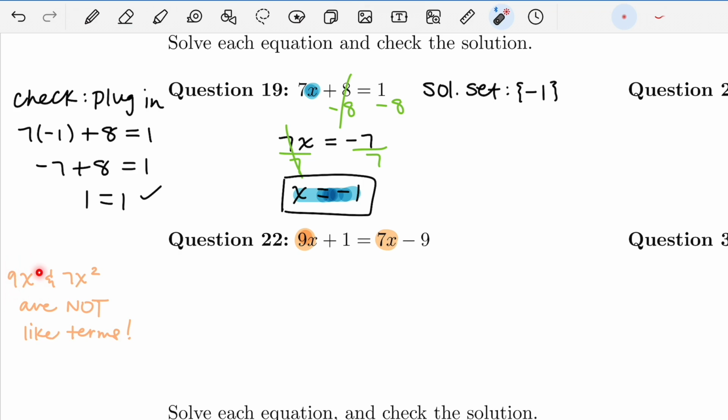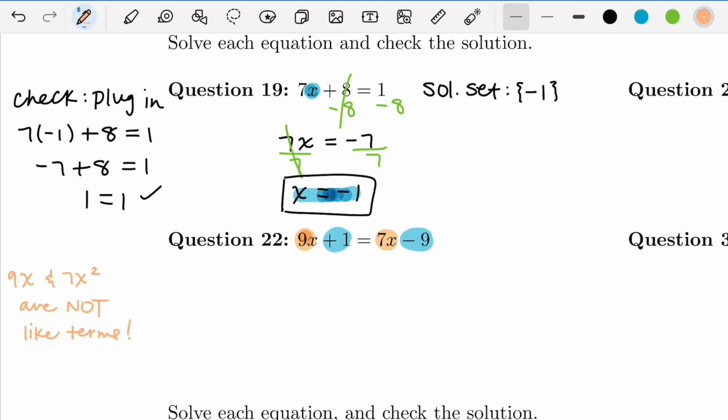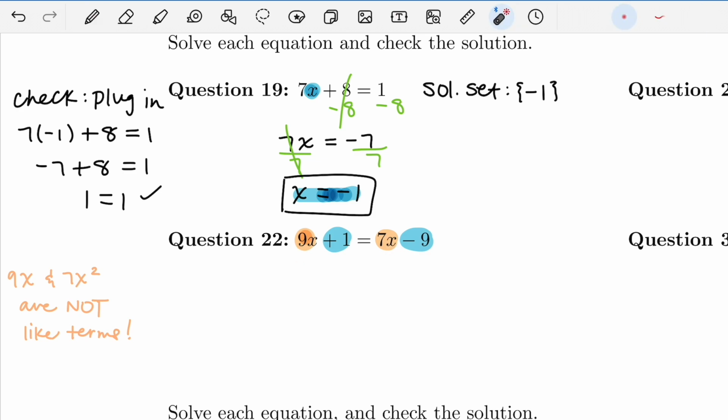In this case, we have it raised to the first power, and in this case, it's raised to the second power, so we would not be able to combine these. Now, by the same logic, this plus 1 and this minus 9 here are also like terms because they don't have a variable. So what we want to do is combine our 9x, our 7x, and our plus 1 and our minus 9.